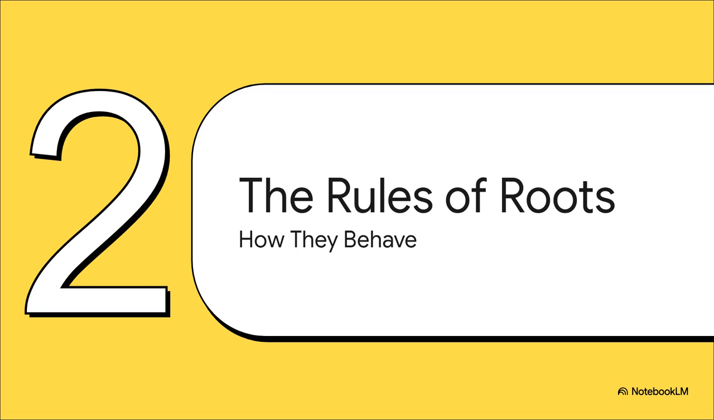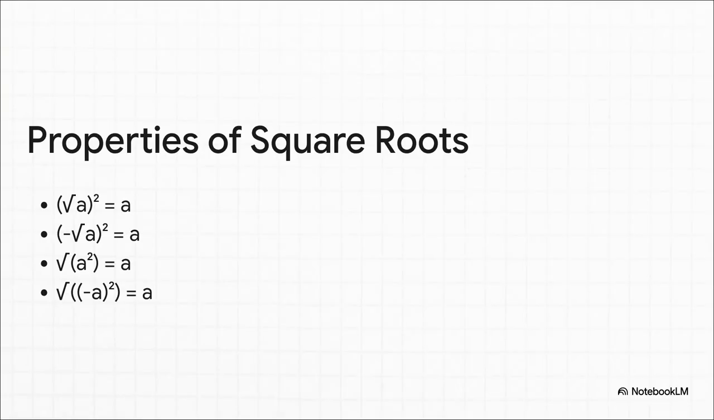You can think of these as the absolute rules of the game, the fundamental properties that everything else is going to be built on. What's so cool here is just how perfectly taking a root and squaring a number are connected. They're inverse operations, which just means they cancel each other out. If you square a square root, you just get the number that was inside. And if you take the square root of a number that's already squared, you just get the number back. It works like a charm both ways.